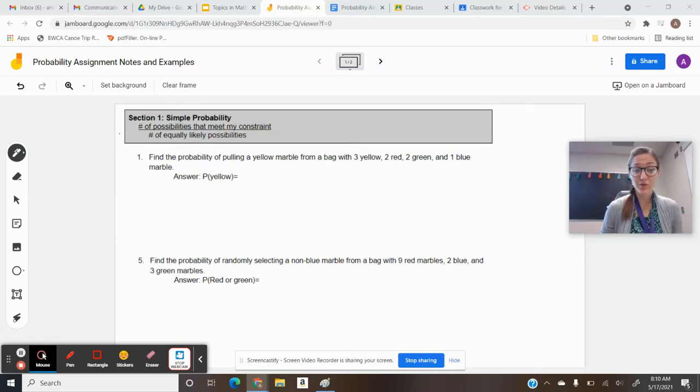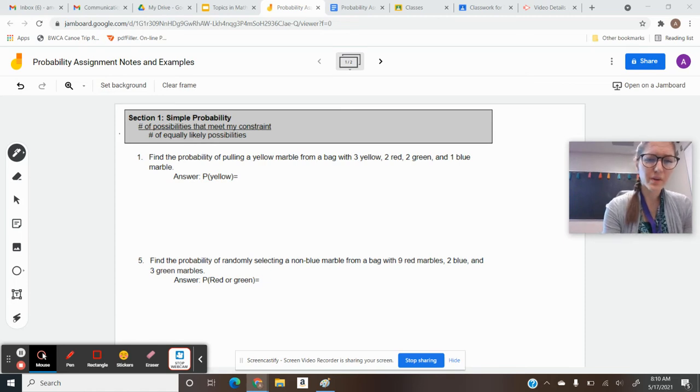Hey guys, so today we're going to be calculating probability, and that's the assignment that we're going to be working on throughout the week. Before we get started, I'm going to walk you through a different way of thinking about probability to make this assignment easier for you throughout the week.